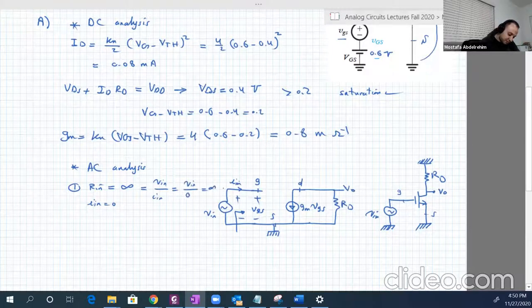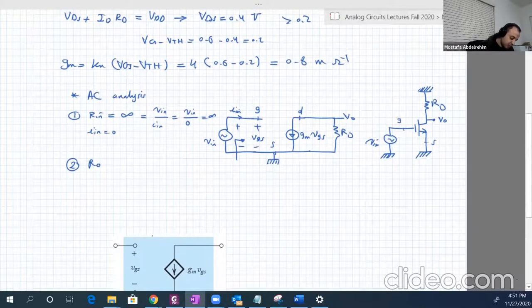Which is a very good thing. The basic advantage of common source amplifiers is that they have a very high input resistance. This is a common characteristic of most amplifiers, because the gate-source resistance is infinity. It's a capacitor. And this is also a basic advantage of most MOS transistors in general compared to BJT transistors. Good. Number two, Ro.